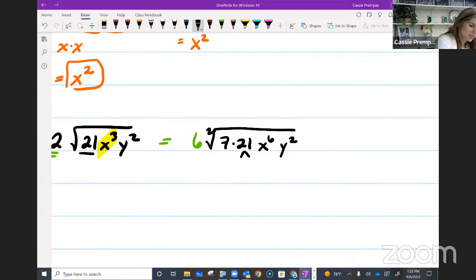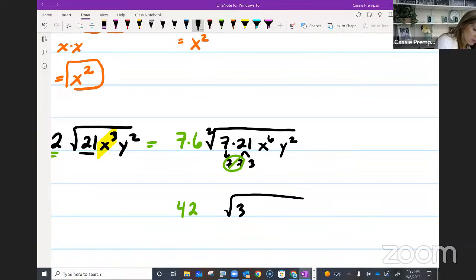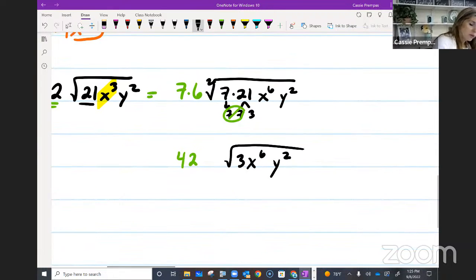But if I look at 21, I see that that's 7 times 3. So looking at my number, 7 times 7 times 3, voila, I can take that 7 to the outside. And when you take it to the outside, you might be asking, what do you do with the 6? Just multiply. This is all a multiplication problem. But I still do have that 3 underneath. So just so I'm simplifying my work right now, I have 42, and then I have the square root of 3x to the 6th y squared. Now you can do your factoring.